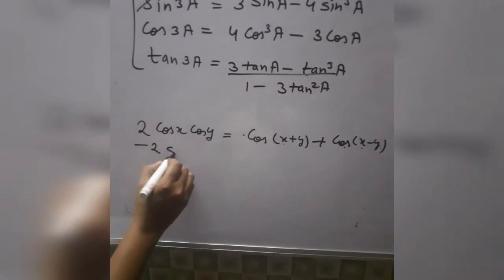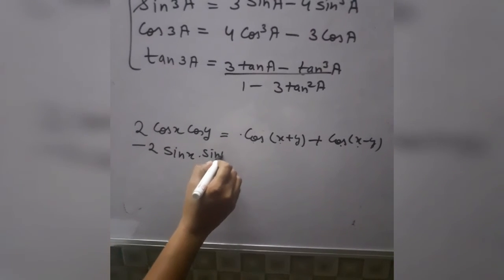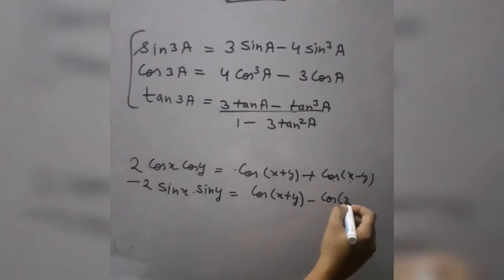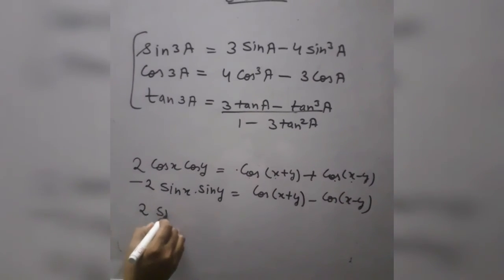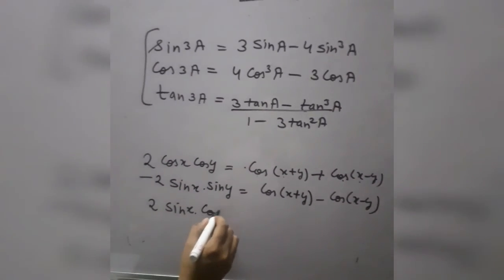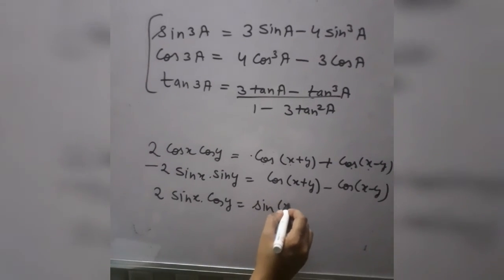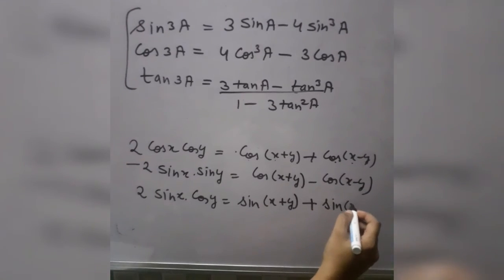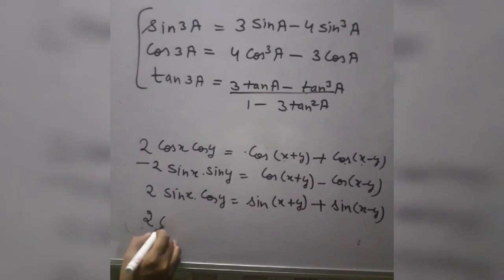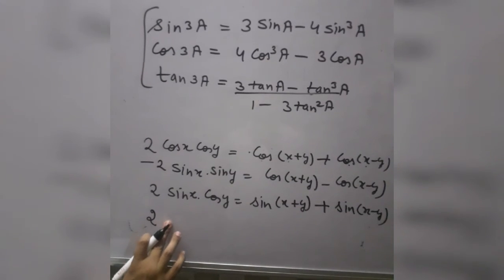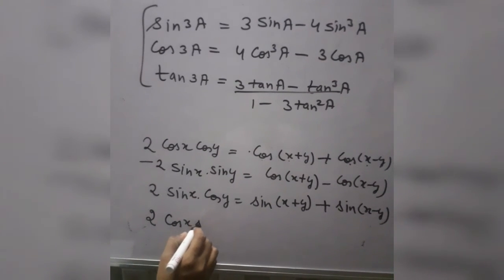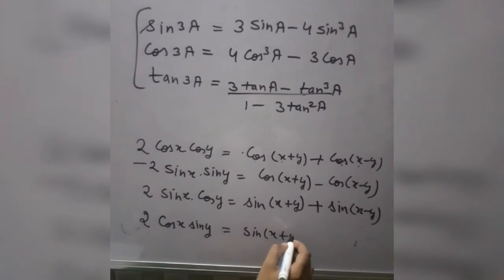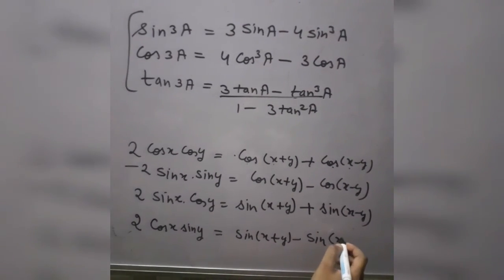Next is minus 2 sin x into sin y, which is equal to cos (x plus y) minus cos (x minus y). Next is 2 sin x into cos y, which is equal to sin (x plus y) plus sin (x minus y). And the last one is 2 cos x sin y, which is equal to sin (x plus y) minus sin (x minus y).